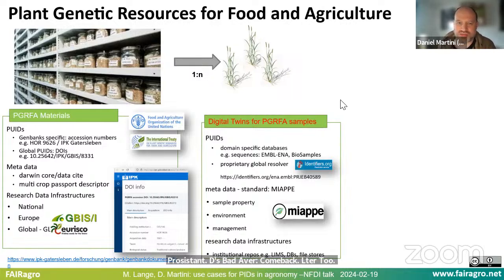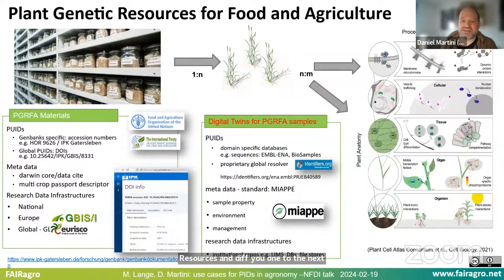It's dealing with samples from plant material, and then this plant material will be genetically analyzed. There are at the moment already existing identifier services, but as mentioned here, for example, for identifiers.org, there's a proprietary global resolver, and there are also certain metadata standards already connected to typical plant genetic resources. So MIAPE, the minimum information on a plant phenotyping experiment, is one metadata standard which already can capture on an identifier metadata necessary for plant genetic resources.